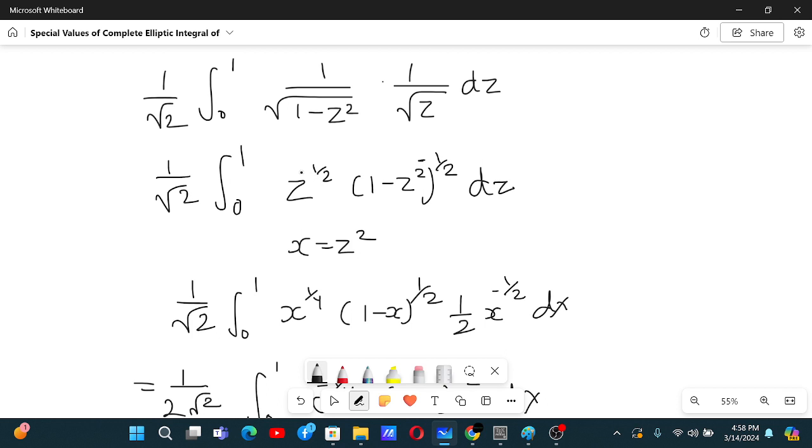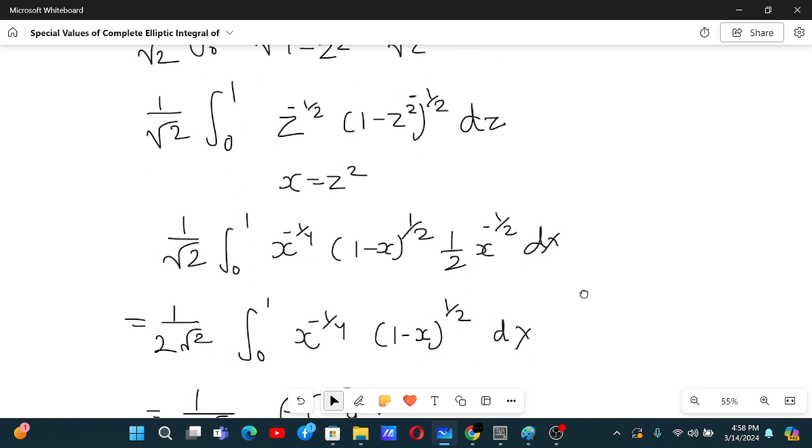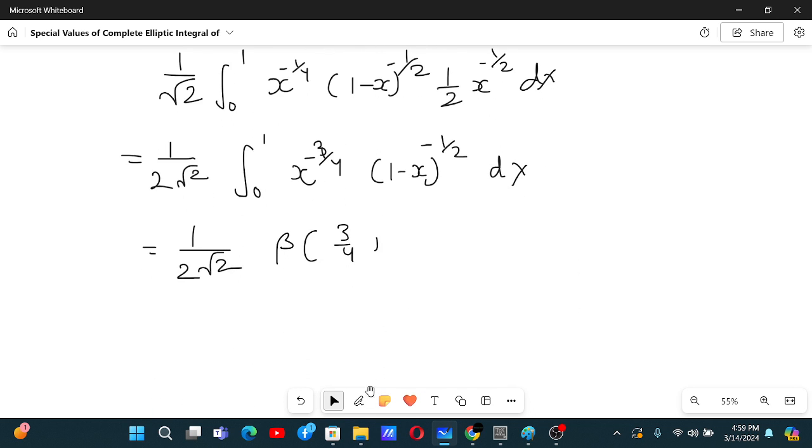This is also minus 1 by 2. I'm sorry. Now this is minus 1 by 4. This is also minus 1 by 2. I'm really sorry for all these mistakes. Minus 1 by 2. This is minus 3 by 4. Okay, fine. Now this is beta of 1 by 4, and this is 1 by 2.